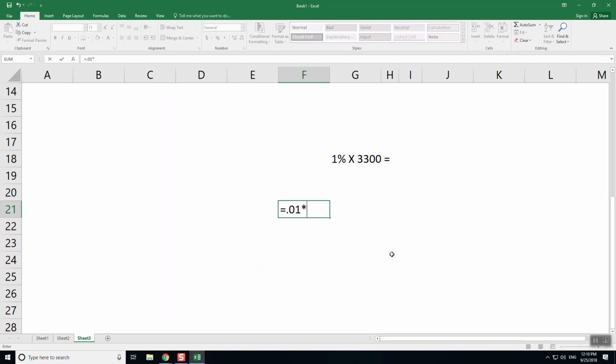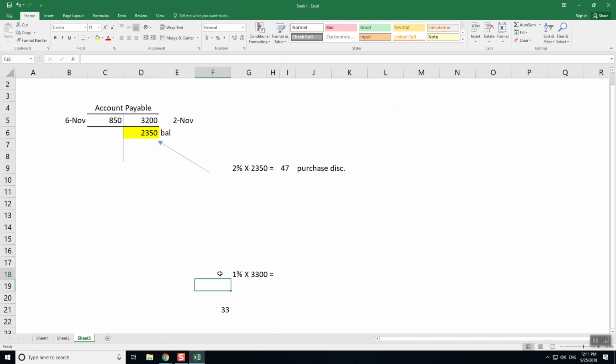What was your number? 3,300, right? So the asterisk means multiply, and 3300, and then I just hit enter, and it puts it in there. Okay. Now when I did mine, since I already had numbers in there, I did it differently. I didn't retype the numbers. If you look at what I did in my calculation, I just referenced that number sitting there.